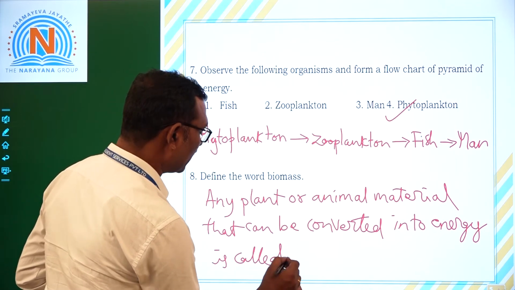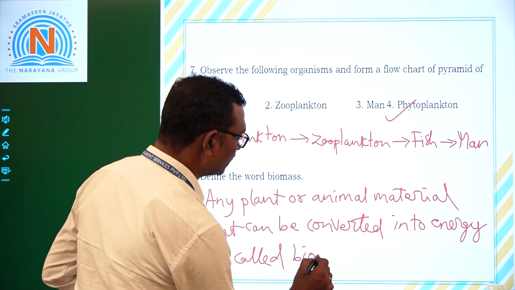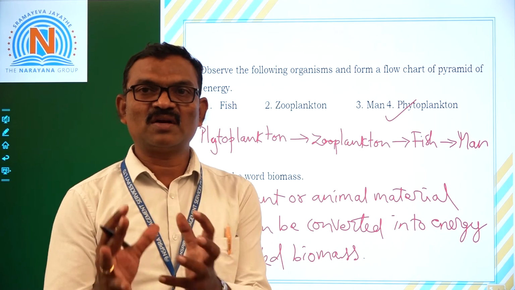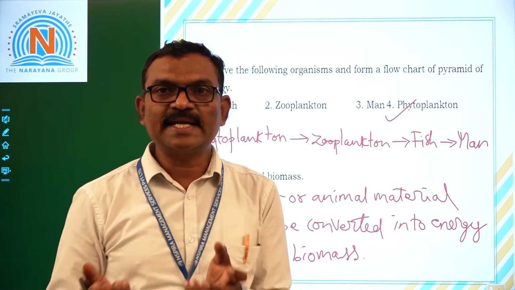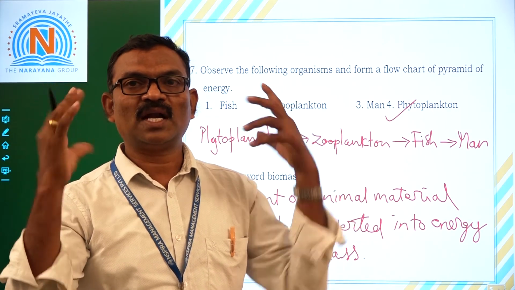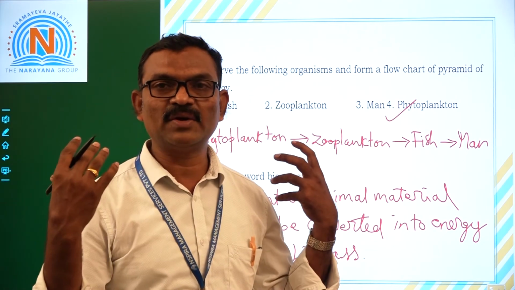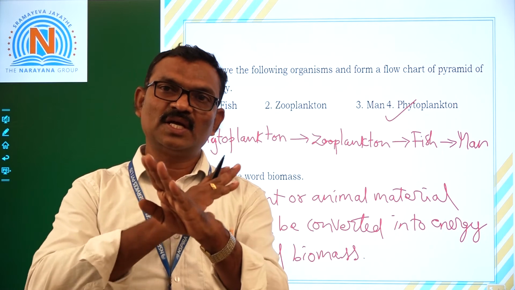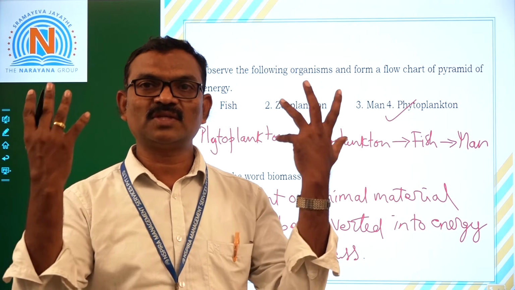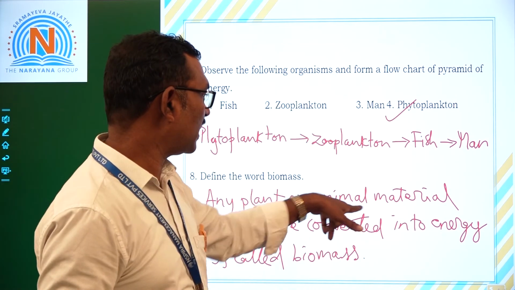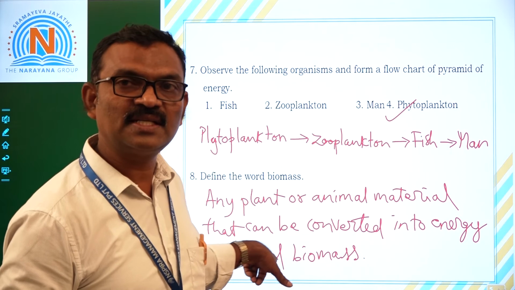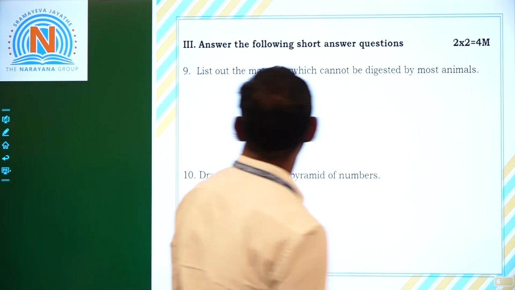Okay, for example, I will give you an example here. Suppose cow dung, that is animal material. When cow dung dries, then those dried dung cakes, when we keep them in the furnace, give heat energy. Or otherwise, from the cow dung, we can get biogas. Or suppose firewood, when you cut the tree, that is a plant material. That firewood, when we place it in the furnace, gives us heat energy. So any plant or animal material that can be converted into energy, heat is a form of energy. So that is called biomass. Okay, right.